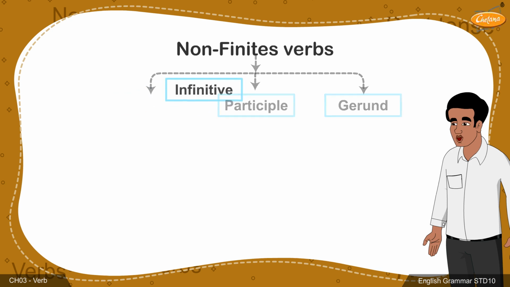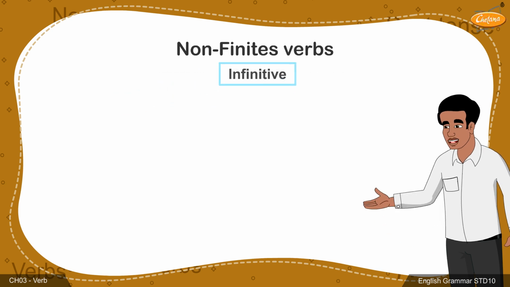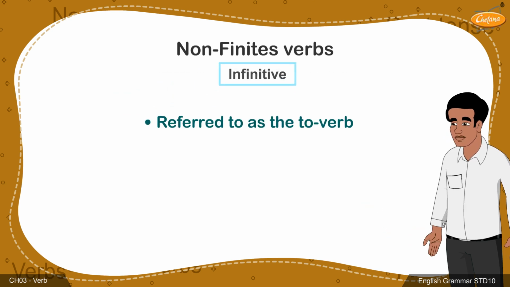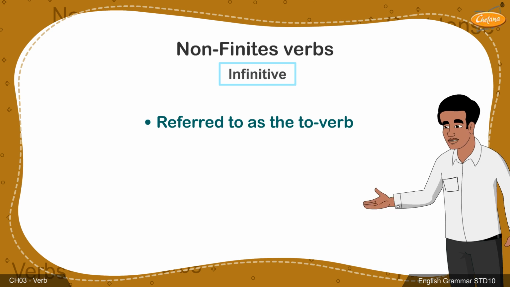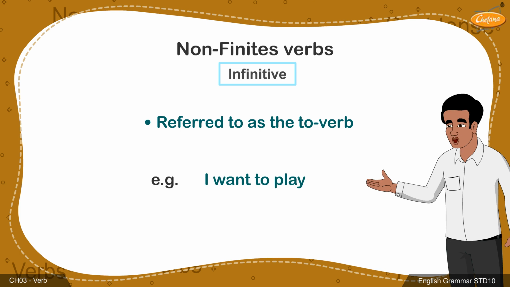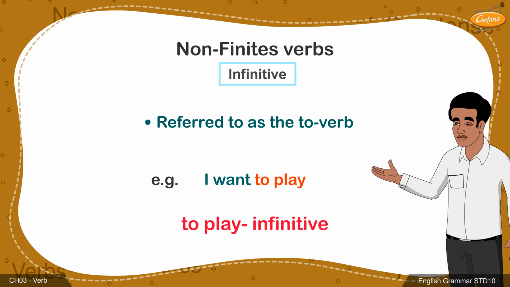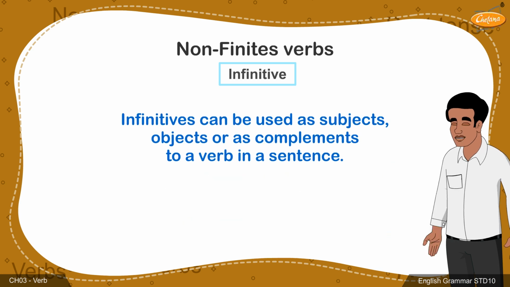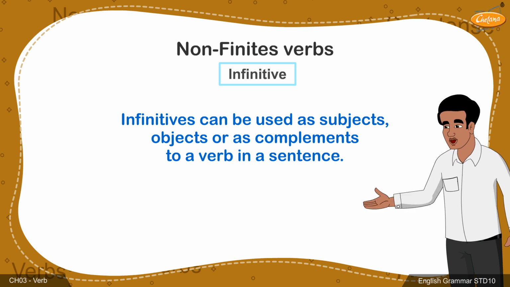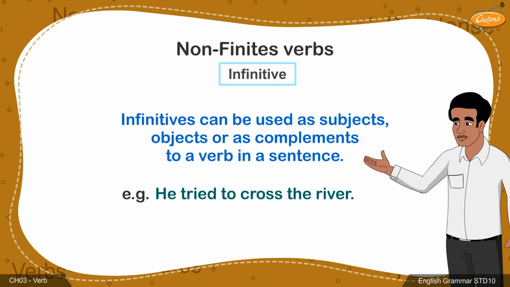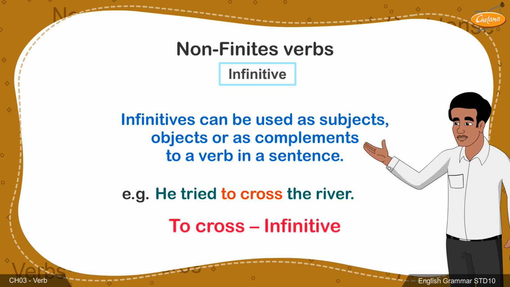Let's start off with the infinitive. An infinitive is also referred to as the to-verb. For example, I want to play. In this sentence, to play is considered an infinitive. An infinitive can be used as a subject or complementary to a verb in different sentences. In the example given on the screen, to cross is the infinitive.